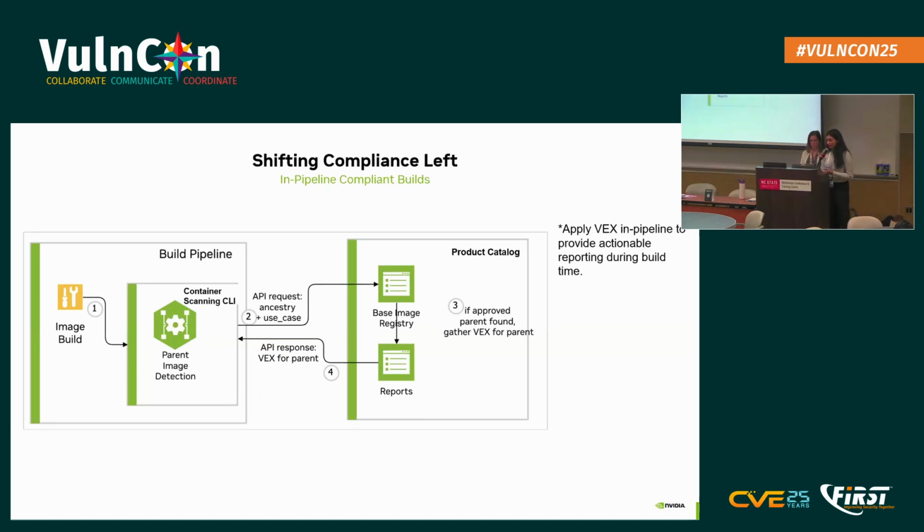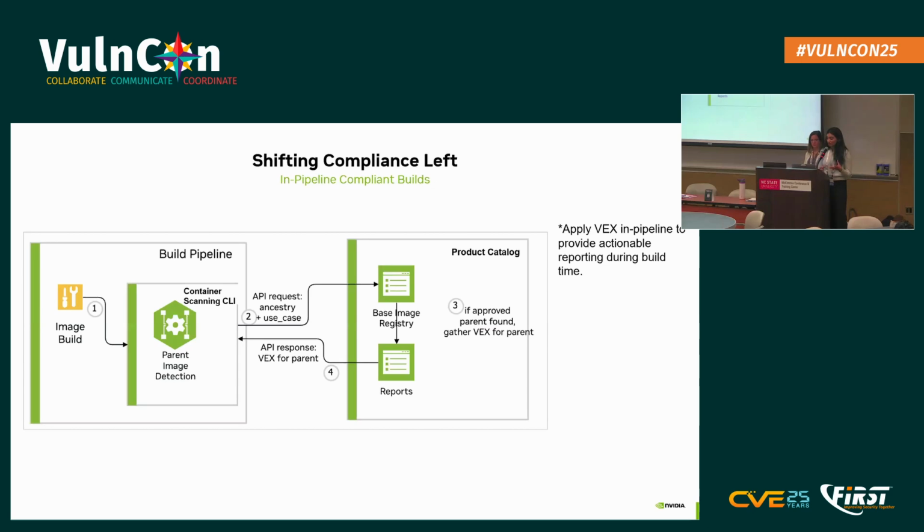Once the approved parent images are registered in the product catalog, the next part is to shift compliance left and provide in-pipeline scanning and detection. Before build, developers are encouraged to use the product catalog to find approved parent images that match their use case. The in-pipeline jobs are enabled to detect the parent image by use case, determine if the parent image is approved for that use case, and if it is approved, apply the parent image VEX on top of the container scan vulnerability reports.